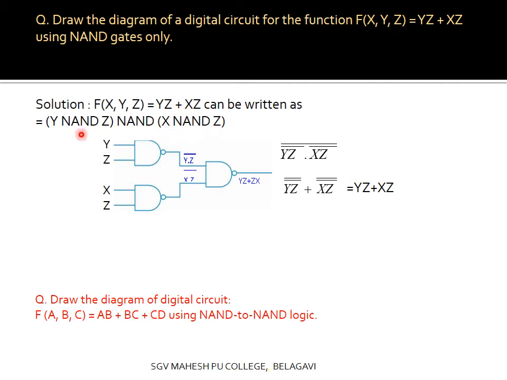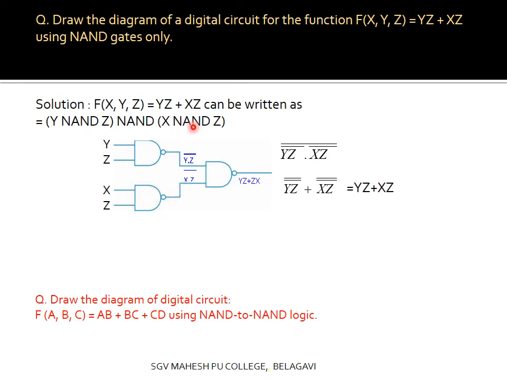I'm using NAND because I'm supposed to draw this circuit using NAND gates only, and that's the reason no matter whether you have AND or OR in between, I'm replacing those operators with NAND. Now how do I draw the diagram for this? We know the symbol of the NAND gate, and the inputs are Y and Z. So let's try drawing it. I give two inputs Y, Z and I use a NAND symbol for this. Similarly, I draw X, NAND, Z.